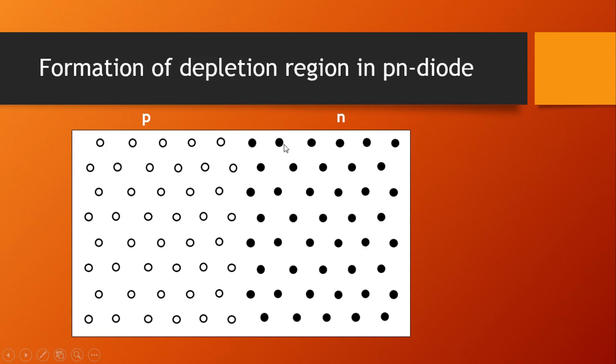As soon as the doping process is complete, there will be a formation of imaginary junction, metallurgical junction between the two regions, which is shown by this solid black line.